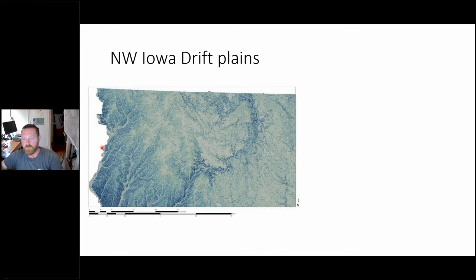And here's an even better view of that. So anyway, I look at this slope and GIS information all the time. I can't believe I get paid to do it. It's pretty wild.